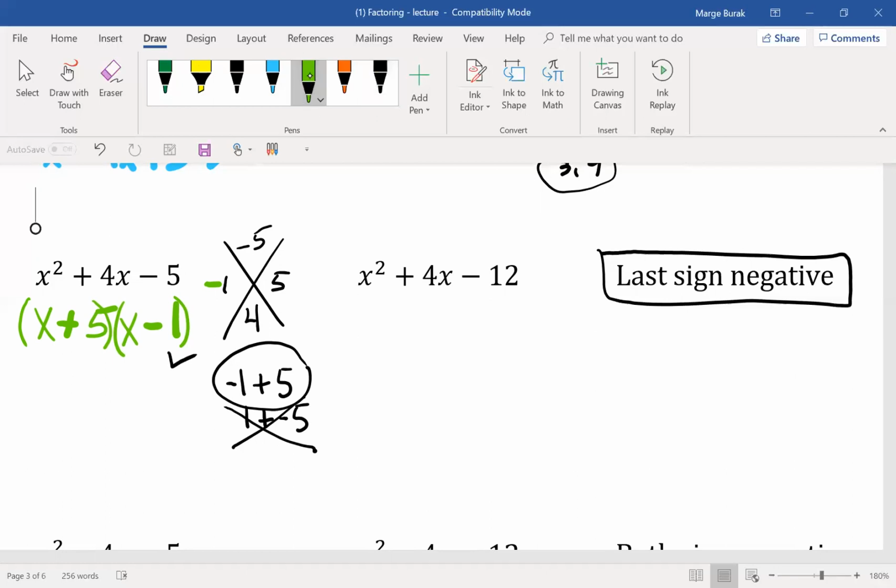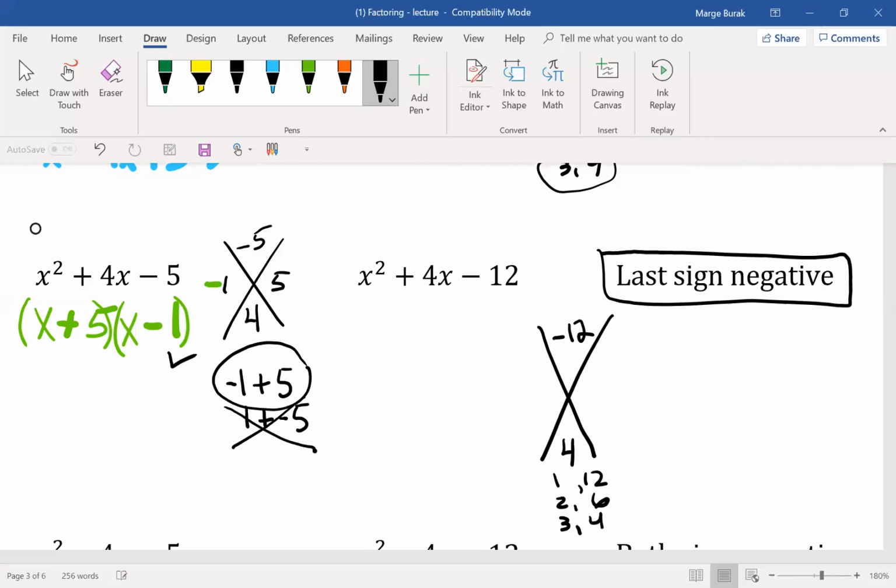Okay, let's do the same. Let's see, we've got our x's here. Oh, this time we have a negative. Let me just do a little bit nicer x here. There we go. We have a -12 as the product and a 4 as the sum. Let's see, we've got 1 times 12, 2 times 6, and 3 times 4. Do you see it? I see it.